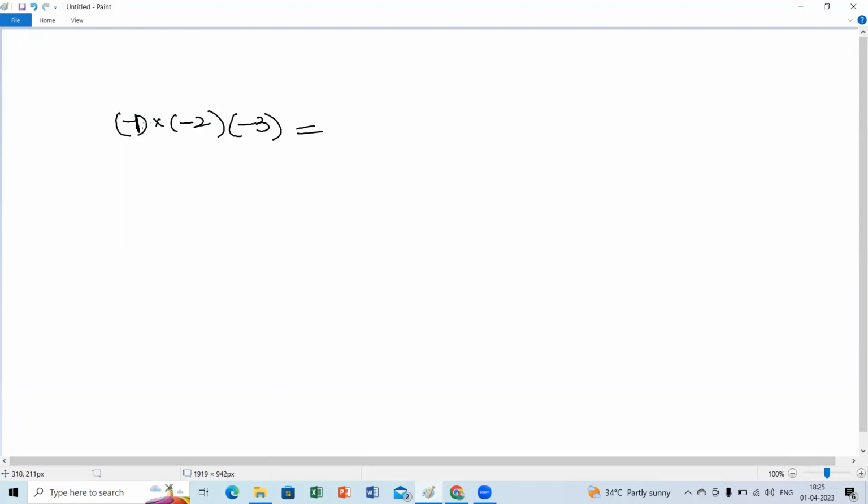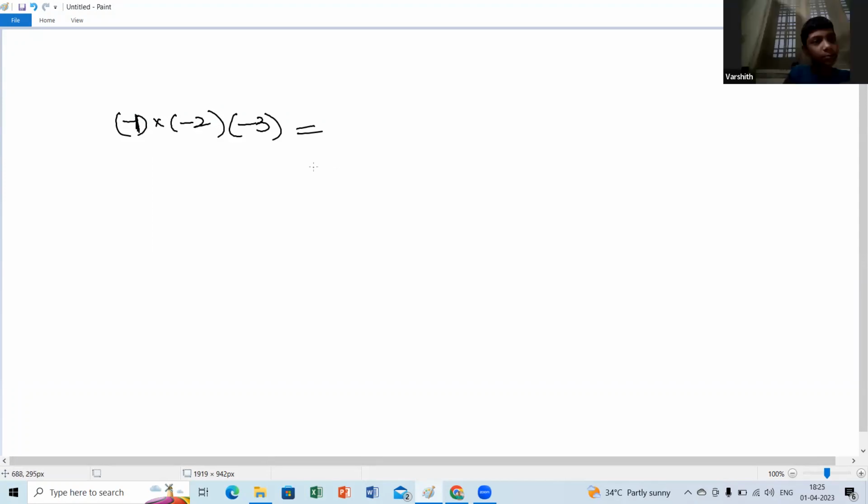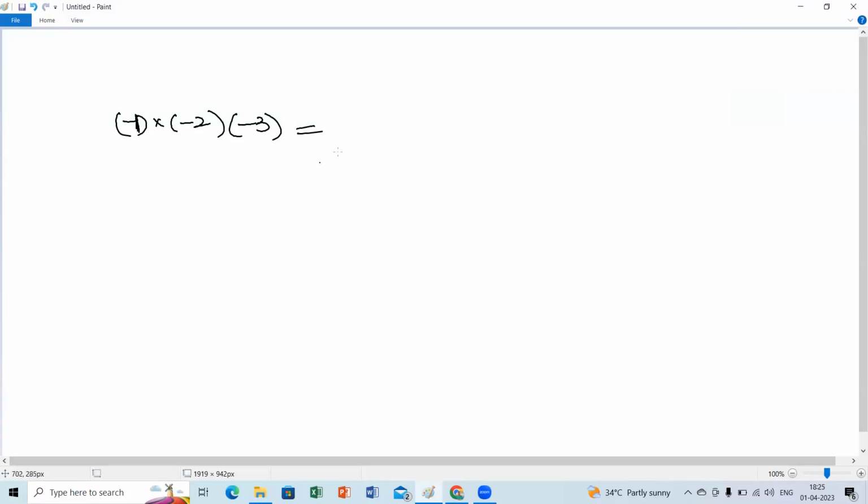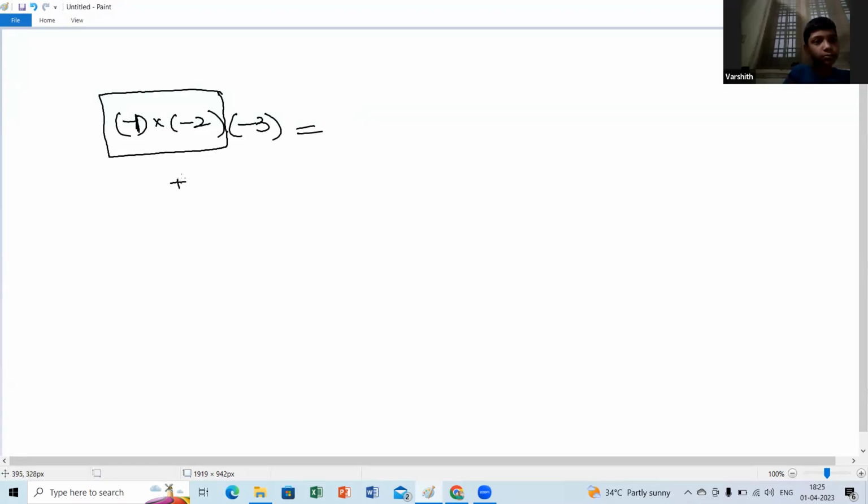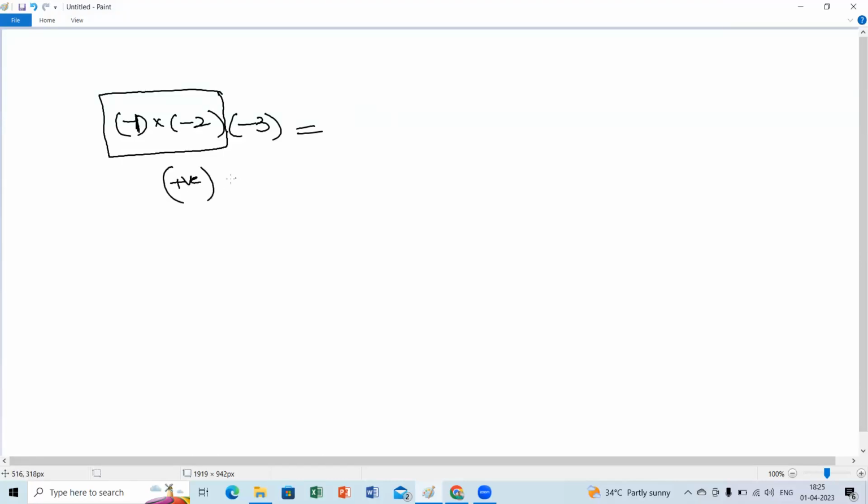Is it positive, ma'am? Varshit, till here, a negative number multiplied with a negative number, what do you get? Positive. Very good. Then positive multiplied with negative? Ma'am, it is negative. Very good, it's negative. This is one way we can assess this. Generally, you multiply 1 2s are 2, 2 3s are 6, so the answer is -6. You can write it directly.